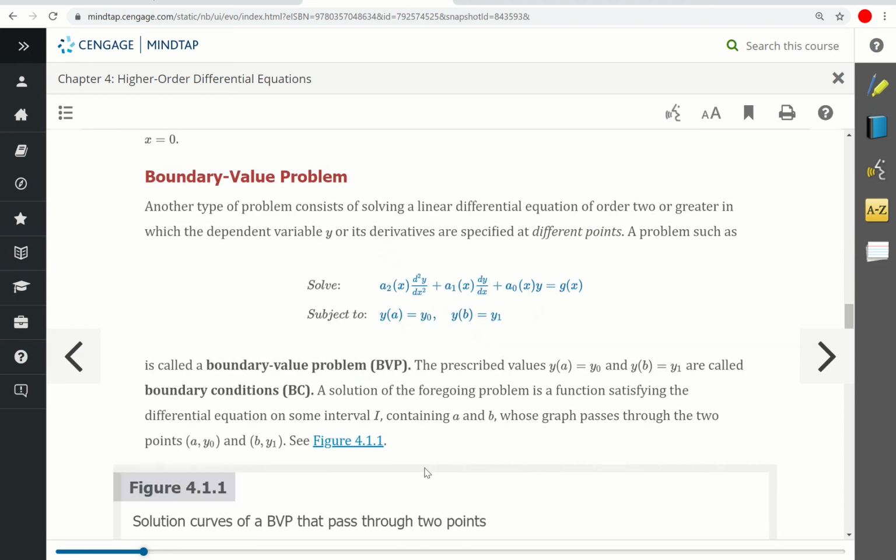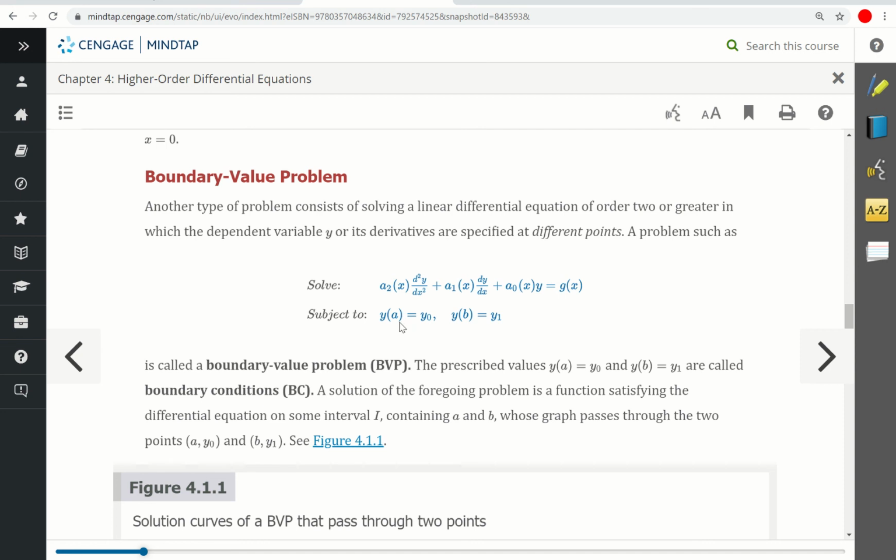The next thing we're going to look at is boundary value problems. So we're going to want to solve our differential equation. Let's look at a second order one. So we have a2 of x times the second derivative of y with respect to x, plus a1 of x times the first derivative of y with respect to x, plus a0 of x times y is equal to some function g of x.